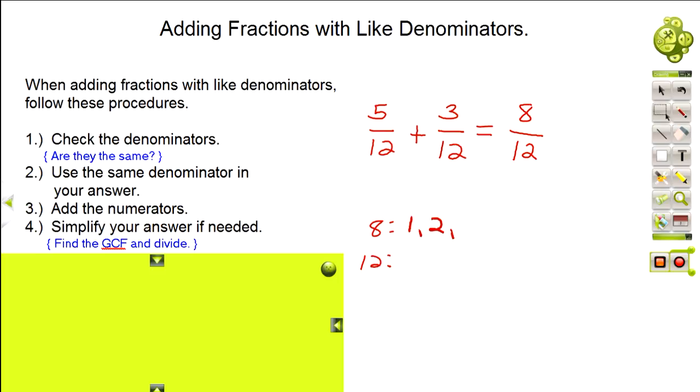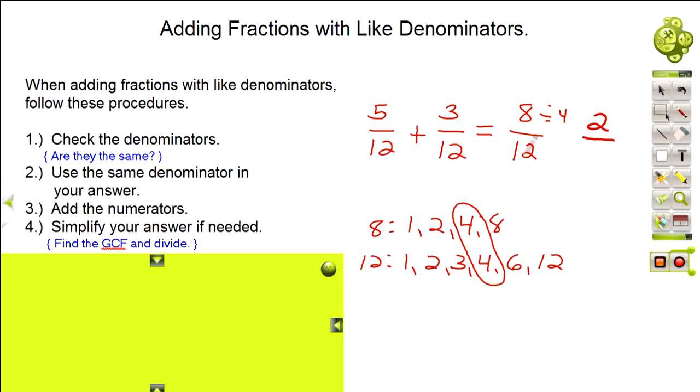The factors of 8 are 1, 2, 4, and 8. Factors of 12 are 1, 2, 3, 4, 6, and 12. So what we have is the greatest common factor of 4. And now we will divide both 8 and 12 by 4. 8 divided by 4 gives us 2. 12 divided by 4 gives you 3.